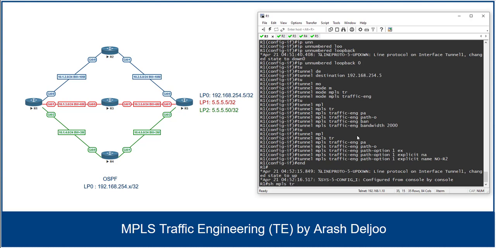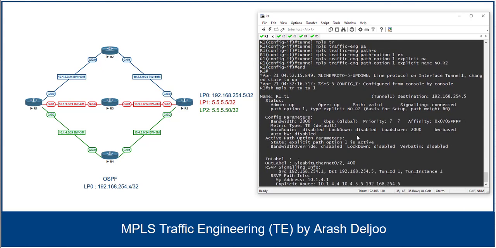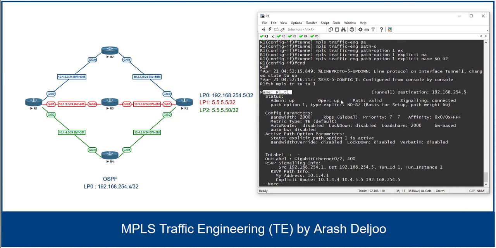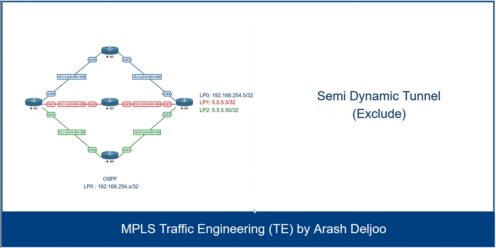Show MPLS traffic engineering tunnels, tunnel 1. Okay, it shows us that tunnel 1 is now up, and it uses router 4 then router 5. Why? Because this is the only path that can provide both requirements, bandwidth and also exclude address. What is the next step?